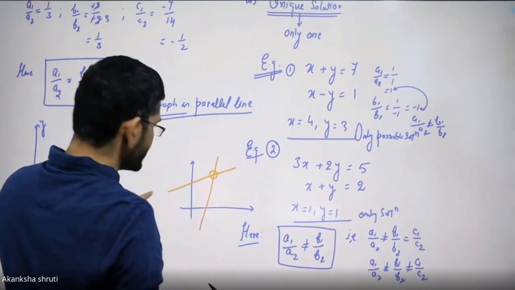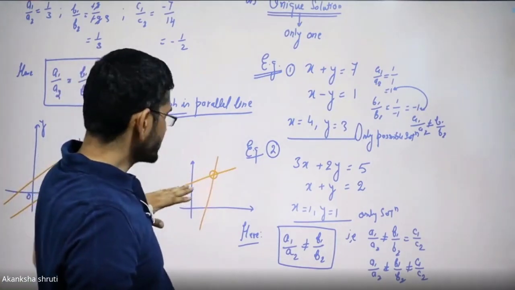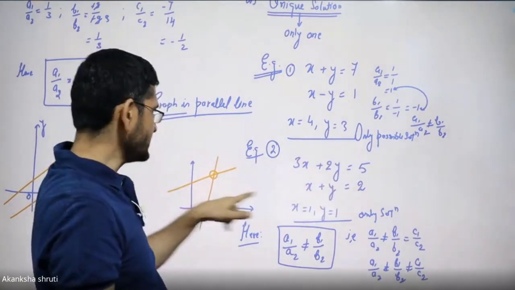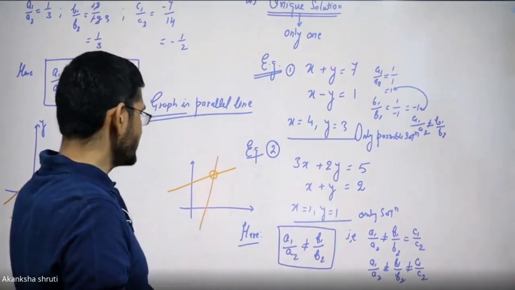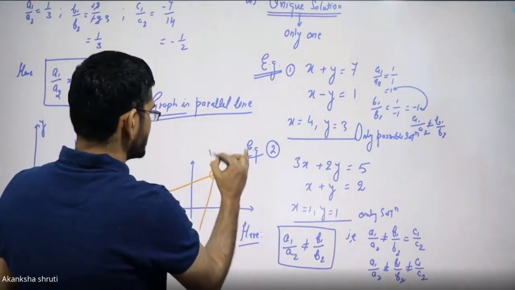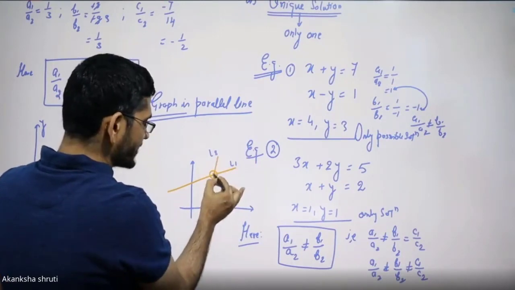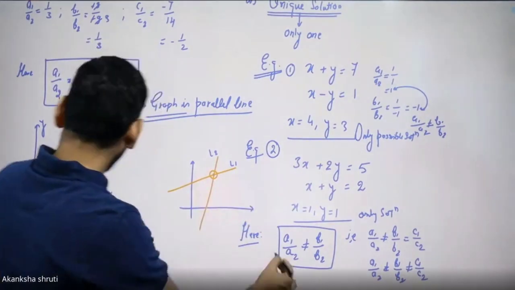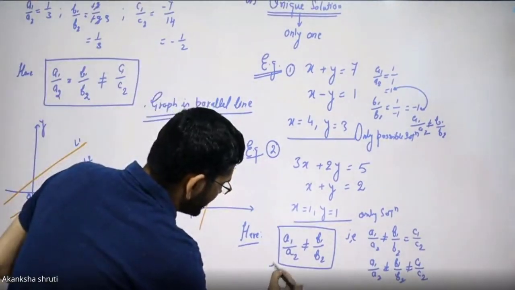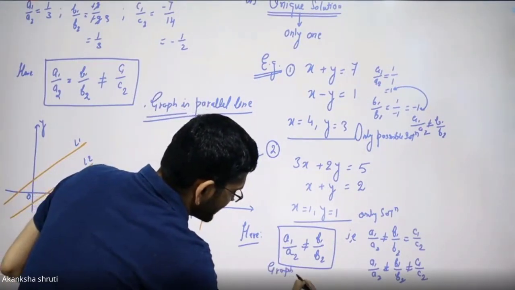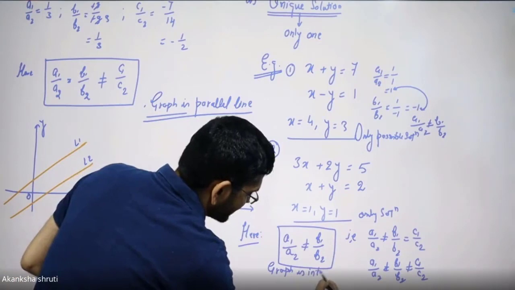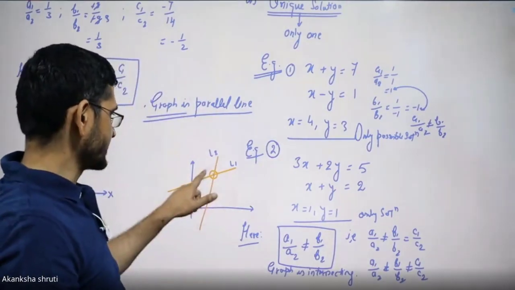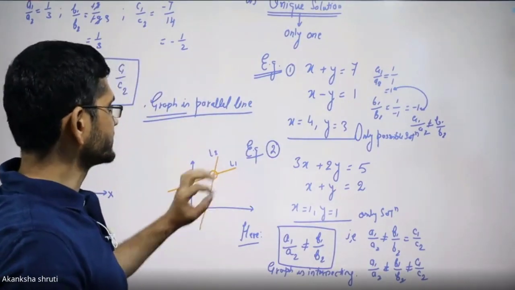Because this line represents the points or the values of x and y which satisfy this equation. For the second equation, we have drawn this line. One may write, this is our L1, this is our L2. So this is the only point which is common to both. So we have to find the value of x and y which is common to both. So in this case, just write here, graph is intersecting. Okay, students? They are intersecting, meaning they will cut at only one point. This is the second case.